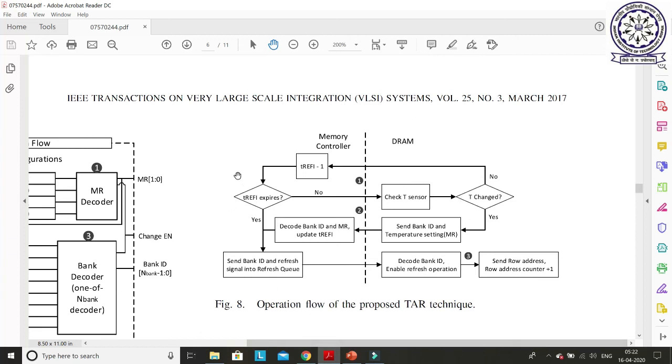So I'm stopping today's lecture here. I'll explain one more interesting paper based on DRAM refresh tomorrow. Then we'll stop discussing DRAM refresh, and next week we'll discuss row hammer issues.